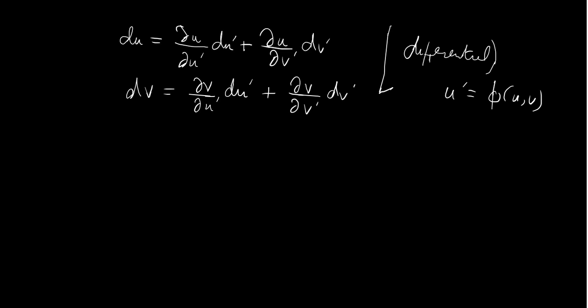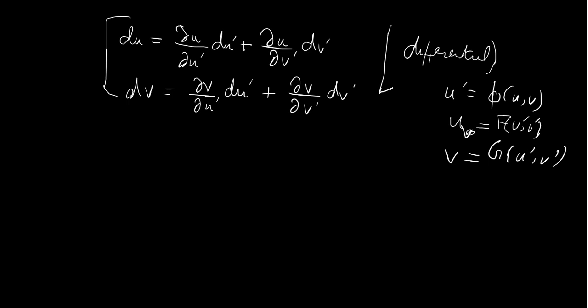Therefore, u must also be a function of u' and v', some function, let me call it f(u', v'), and v must also be, in reverse, some function, let me call it g(u', v'). In that case, I can find the differential of u with respect to the changes in u' and v'. So this is what I get from there. Now I just have to use it.